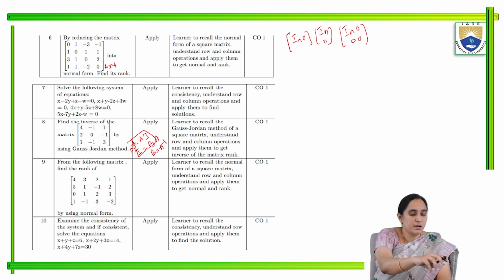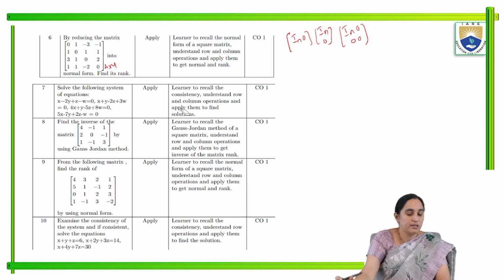From the following matrix, find the rank of the matrix 4, 3, 2, 1; 5, 1, minus 1, 2; 0, 1, 2, 3; 1, minus 1, 3, minus 2, by reducing using normal form.